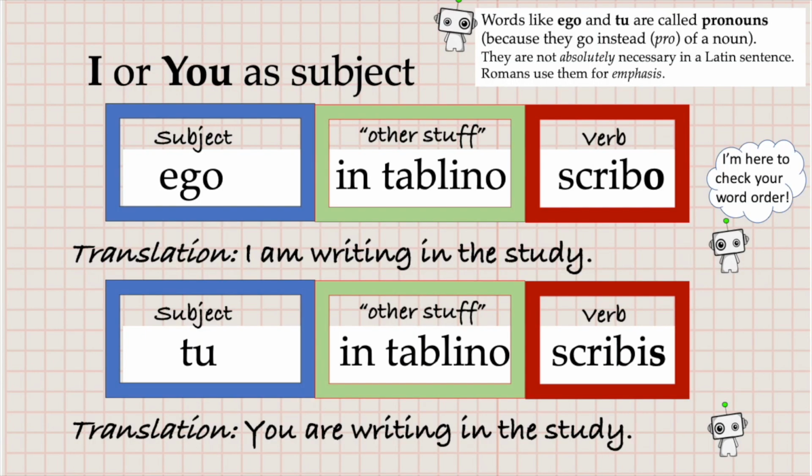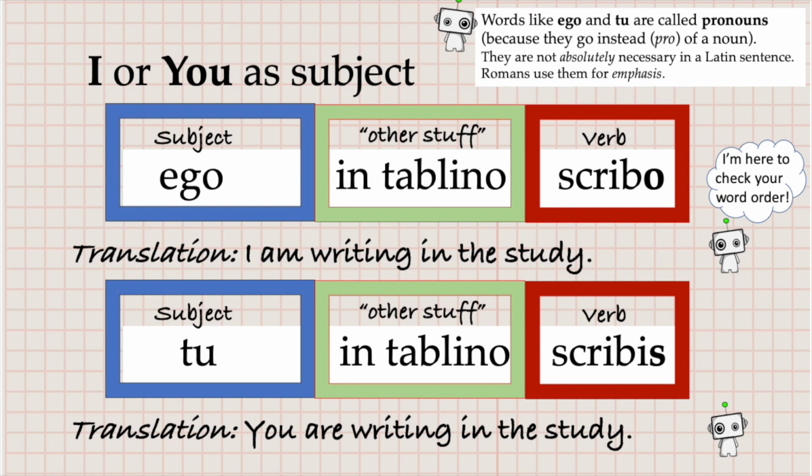Here, today then, we've got something new going on. In these sentences, it's not Caecilius, it's not him doing the action, it's I and you. So, ego in tablino scribo is I am writing in the study, and tu in tablino scribis is you are writing in the study. Now, look closely at those verb endings.